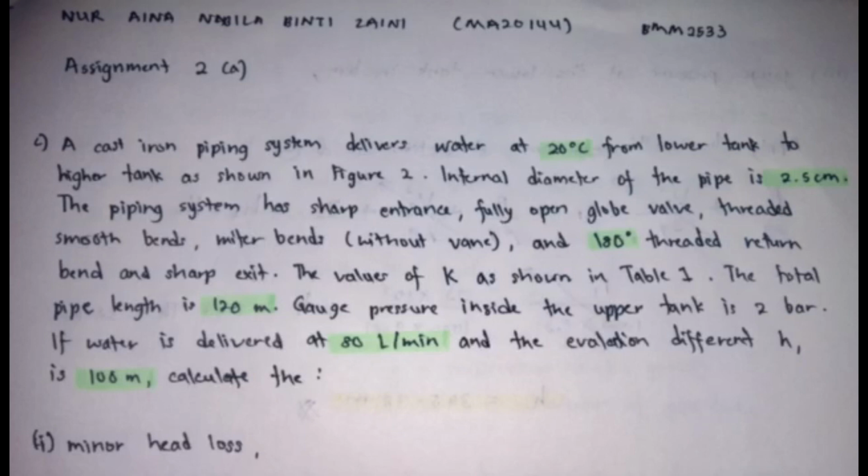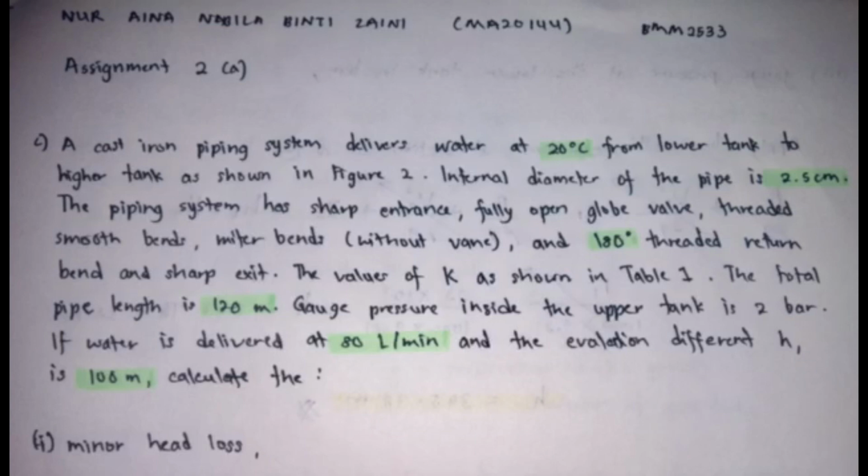Okay, the question is, a cast iron piping system delivers water at 20 degrees Celsius from a lower tank to a higher tank as shown in figure 2. The internal diameter of the pipe is 2.5 cm. The piping system has a sharp entrance, a fully open globe valve, threaded smooth bends, mitre bends and brackets without vane, a 110 degree Celsius threaded return bend and a sharp exit. The values of K are shown in table 1.